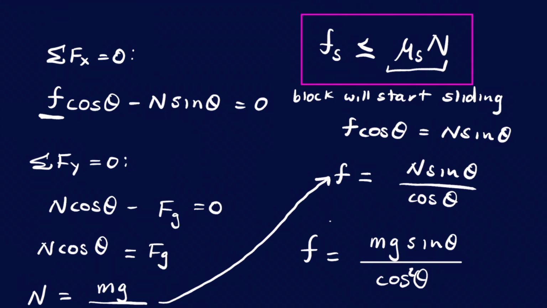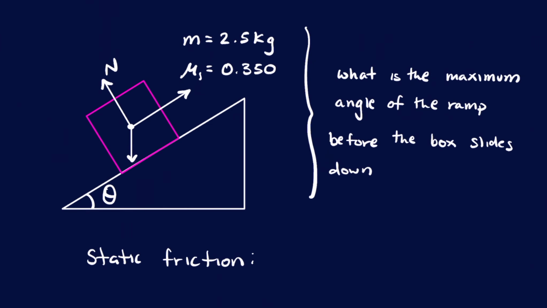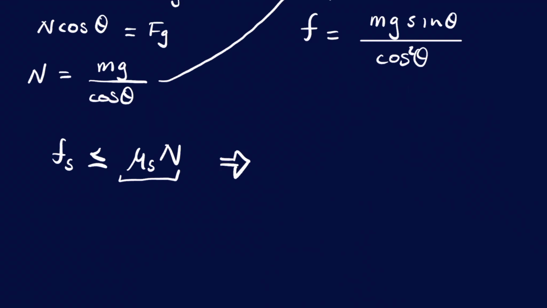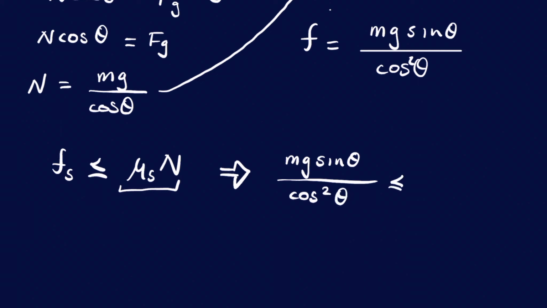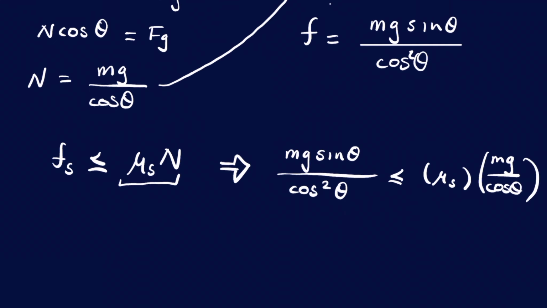Now, if you remember, the coefficient of static friction is 0.35 and the mass is 2.5 kilograms. I wrote that up here. So if we use the equation from above, we know that F is mg sine theta divided by cosine squared theta. And we know that the coefficient of static friction is 0.35, and we know that the normal force is mg divided by cos theta. So now all that we have to do in order to solve this question is to solve for theta.